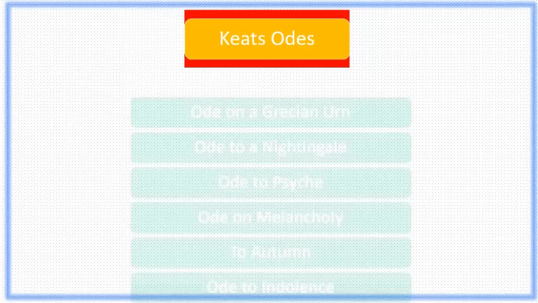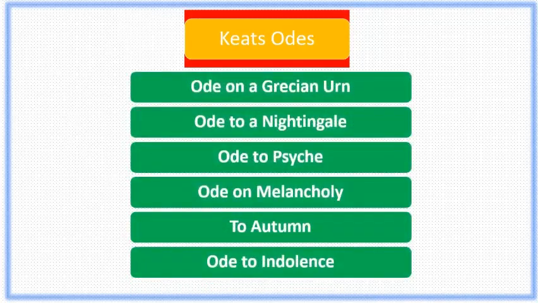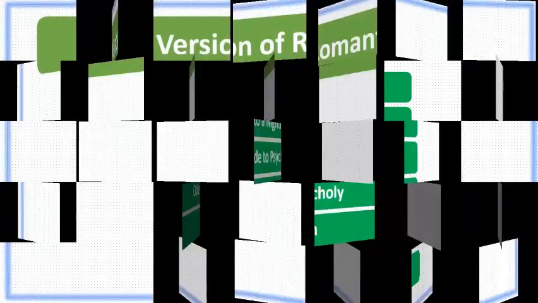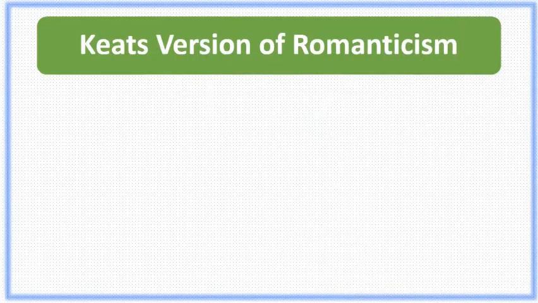Keats is well known for his six odes: Ode on a Grecian Urn, Ode to a Nightingale, Ode to Psyche, Ode on Melancholy, To Autumn, Ode to Indolence. As a whole, these odes are the best expression of Keats' poetic imaginations and have influenced later generations. Keats developed his own style of writing, as evident in those odes.